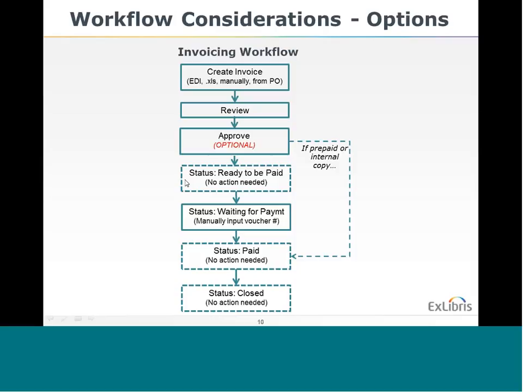So once the invoice actually reaches the payment stage, it awaits payment processing using your institution's bill payment system. Now, behind the scenes, the status of the invoice in ALMA will be ready to be paid. No action is needed by staff here. Then it moves to a waiting for payment status, where you would manually input the voucher number on the invoice. At that point, once that's done, the invoice will be in a paid status behind the scenes. Again, no action needed by staff here.